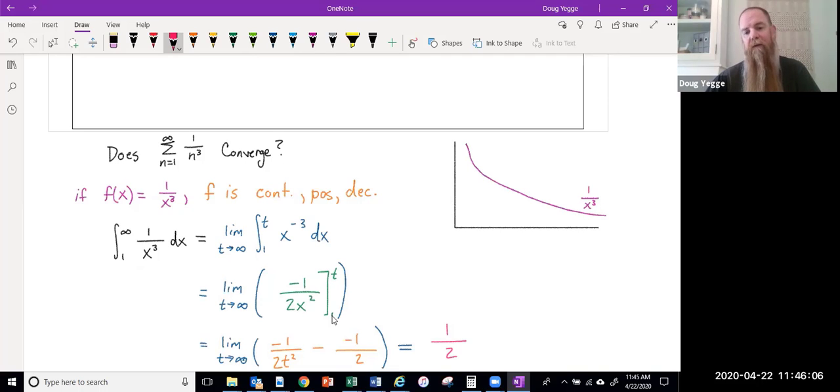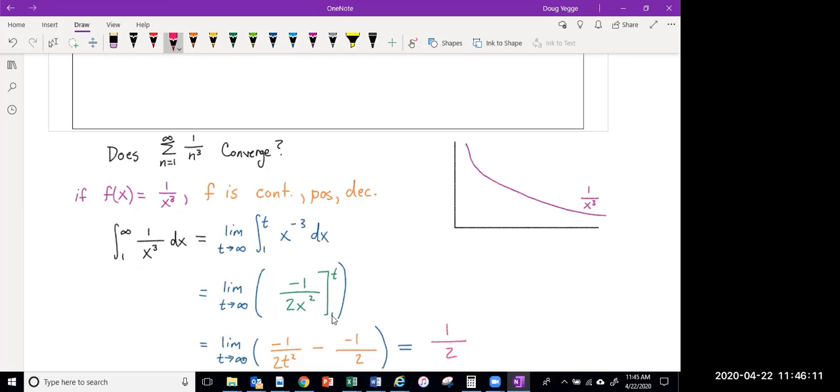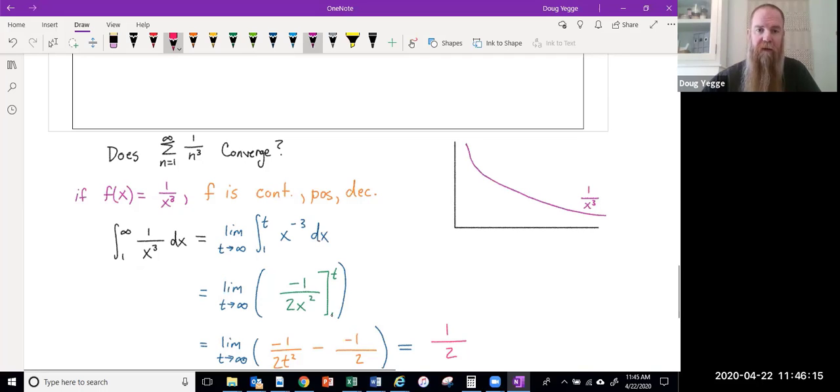So what does that tell me? It converges. It tells me that it converges. And so all that tells me then is that this series from n equals 1 to infinity of 1 over n cubed, I know that it converges. Cool on that?